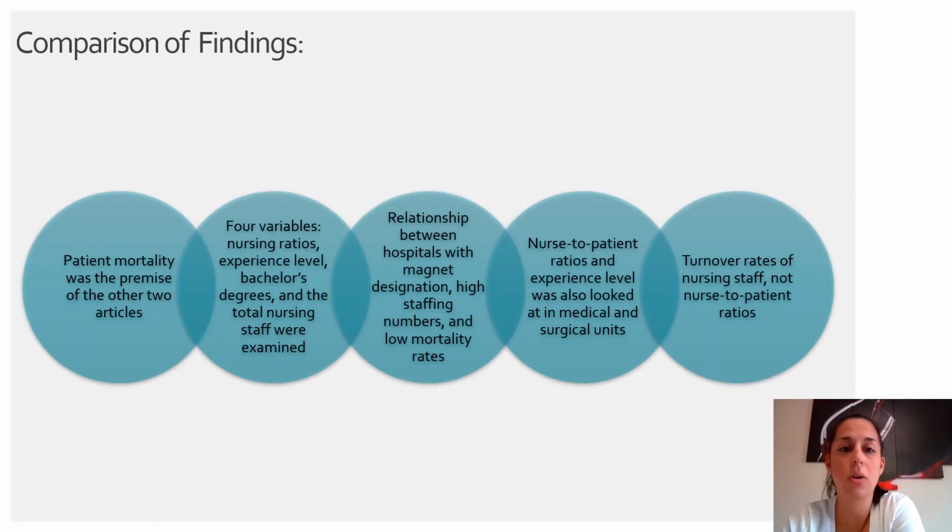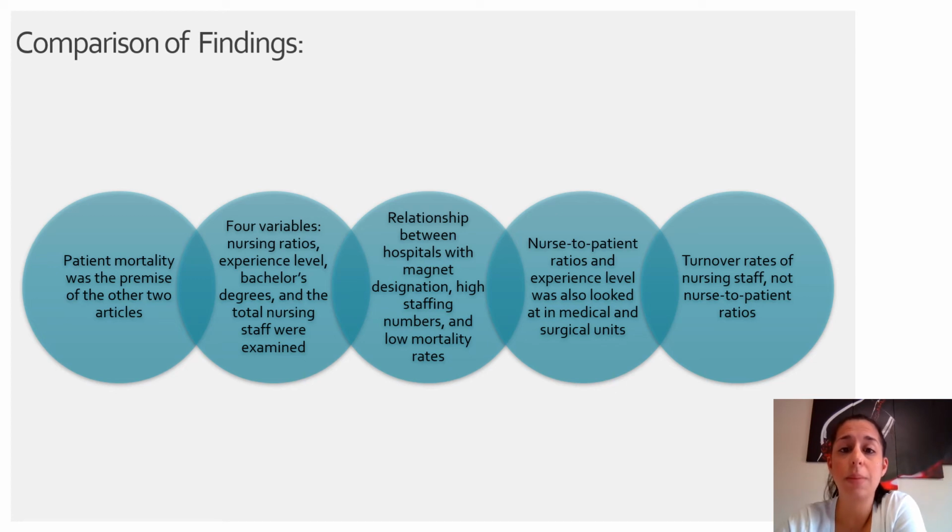The last 2 articles focus on patient mortality, and then the 4 variables were included in one of the articles: nursing ratios, experience level, bachelor degrees, and total nursing staff were examined to establish if there was a correlation with increased mortality in hospital setting. Where the other article, although still looked at mortality, focused more on the relationship between hospitals with magnet designation, higher staffing numbers, and lower mortality rates.